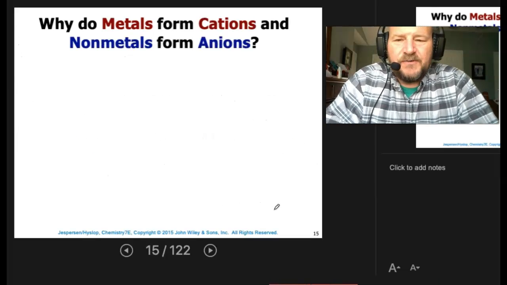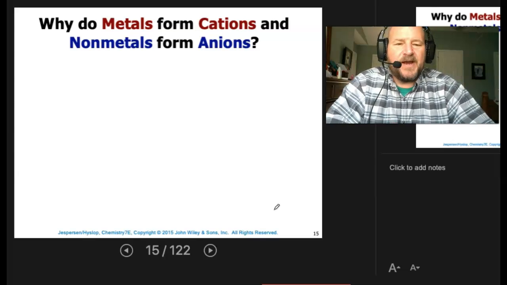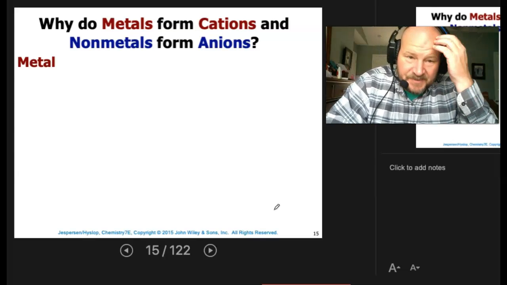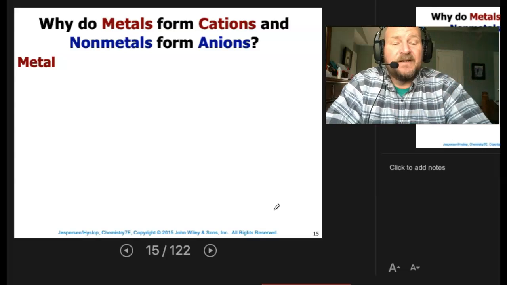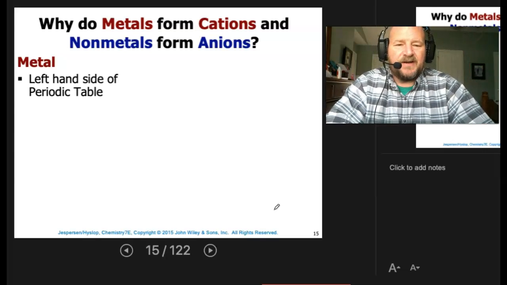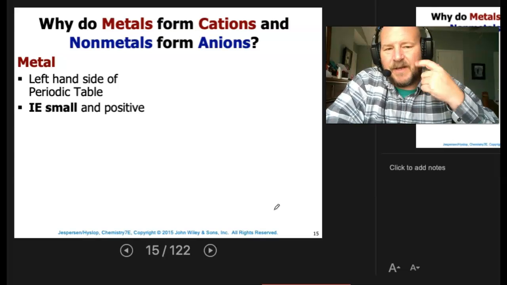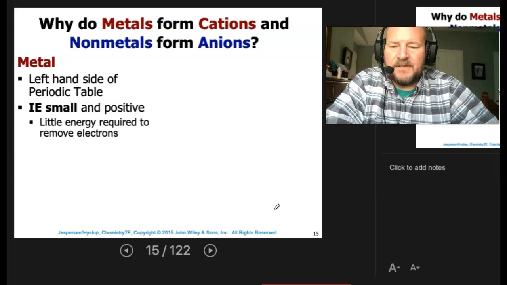Okay, so why do metals form cations and nonmetals form anions? So we learned this by looking at the periodic table. Now we want to put some reasoning behind it. So the metal then is on the left-hand side of the periodic table. We know that the ionization energy is small and positive. In other words, a little energy is going to be required to remove those electrons.